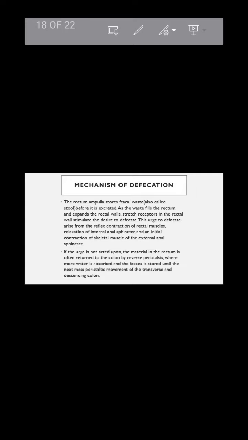If the urge is not acted upon, the material in the rectum is often returned to the colon by reverse peristalsis, where more water is absorbed and the feces is stored until the next mass peristaltic movement of the transverse and descending colon.